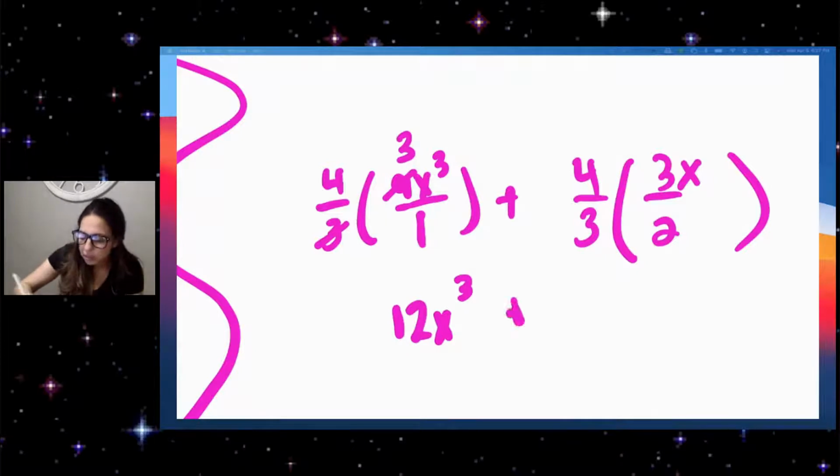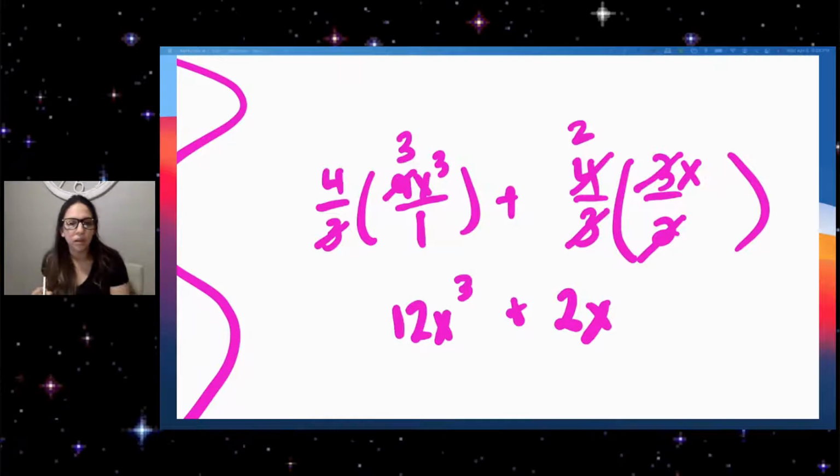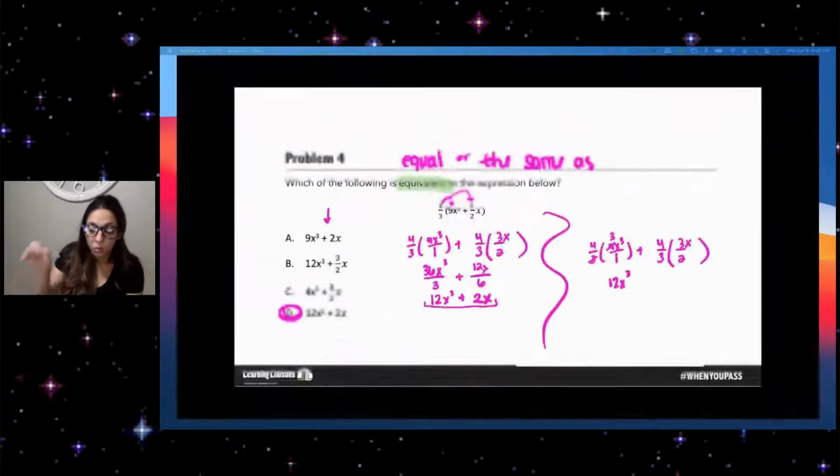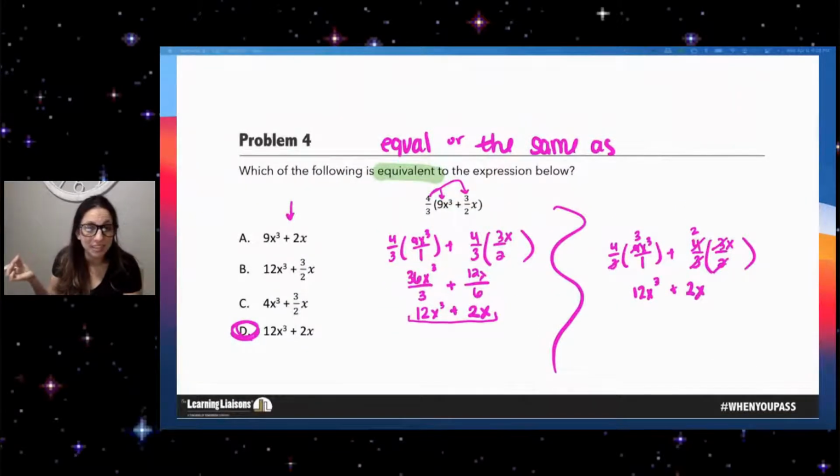And I can do the same thing for this one. 3 divided by 3 is 1. 4 divided by 2 is 2. So I'm left with 2x here. It makes sense for some people. This makes sense for other people. Whichever one you choose, you still get the same answer. All right, problem number 5.